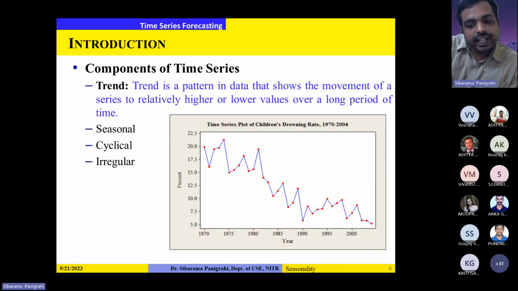Suppose we are measuring a time series of the number of child deaths from 1970 to 2015. You see, medical facilities from 1970 to nowadays are very advanced. So usually the number of child deaths will definitely decrease. Here we will get decreasing values for a longer period of time. Then that time series has a decreasing trend. So a trend may be increasing or it may be decreasing.